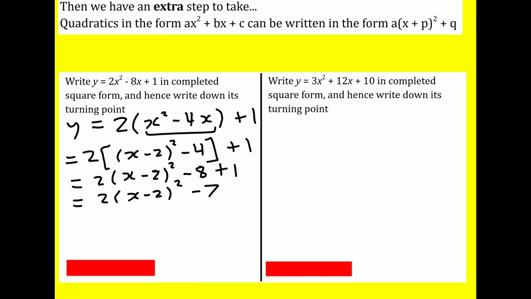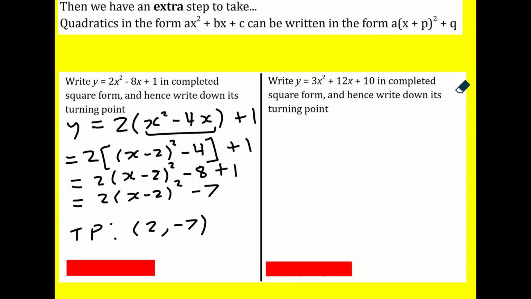This is brilliant because the turning points can now be seen again. Just because there's a 2 there, it makes no difference. This thing is still always going to be greater than or equal to 0, and it can equal 0 when x is 2. So the turning point is going to be (2, minus 7). We're done.